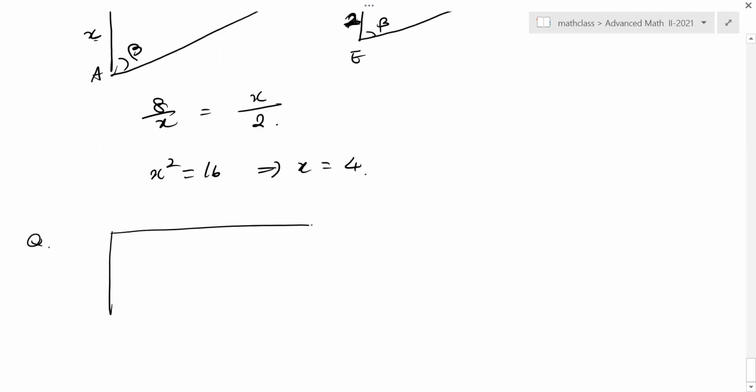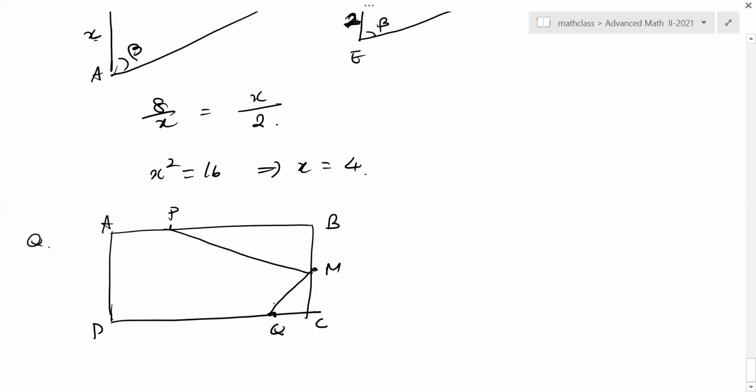Right, so now here's another one, a rectangle. A and B, C and D. I put the point P here. I put the M. M is the middle point, and here's a Q. I draw the line like that. All right, so we are given some information. The angle PMQ is 90 degrees. M is the middle point.